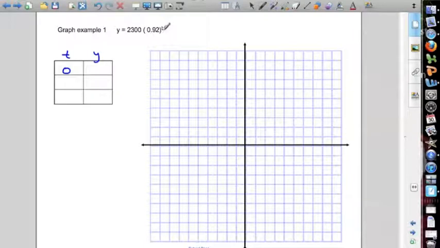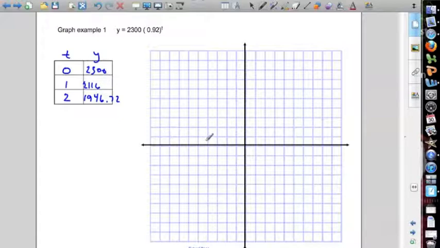Whenever I take something to the power of 0, that equals 1. 1 times 2,300 is 2,300. Now, 1's going to be an easy one to work with. Remember, I already worked this equation out here with plugging in 2. And so when I plugged in 2 on a previous video there, I got $1,946.72. And so I've already got that one. Now the 1, I can plug that in as well. When you plug in a 1 there, you get 0.92 to the first power. That's 0.92. When you take 0.92 times 2300, you get approximately 2,116.